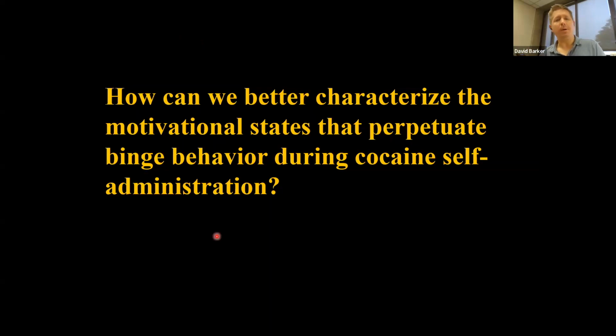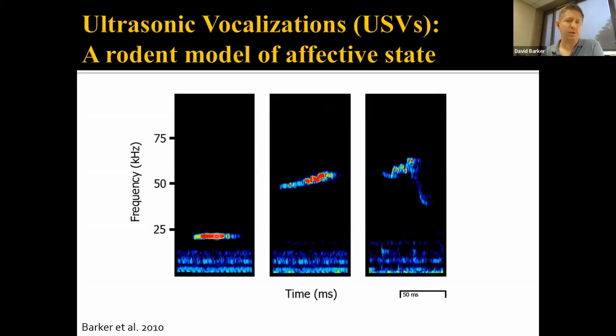So how do we better characterize the motivational states that perpetuate this? Because in terms of something like lever pressing, if an animal is pressing to avoid something negative or to seek something positive, it very much looks the same. And our answer to this was to use ultrasonic vocalizations.